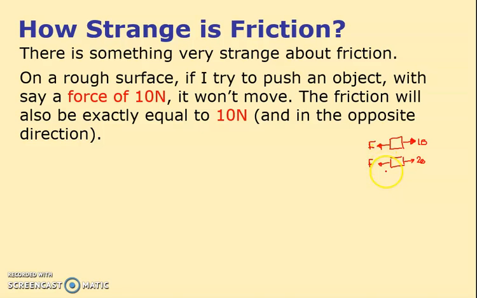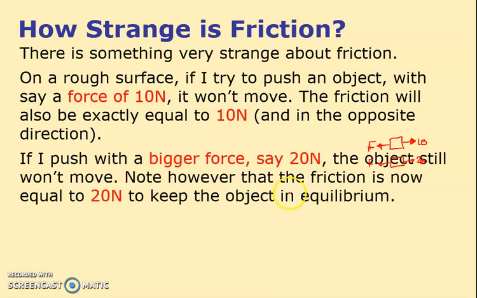What's weird is, there comes a point at which the friction can't beat you anymore. You kind of win the fight, and your pushing exceeds the amount that friction can push back. And on that basis, it starts to move. So I've said here, if I push with a bigger force, say 20, the object won't move. Note, however, the friction is now 20. By pure fluke, I picked the same numbers there. We basically call that equilibrium.